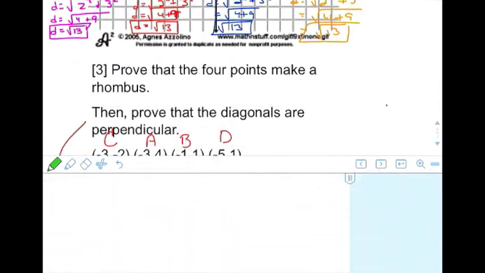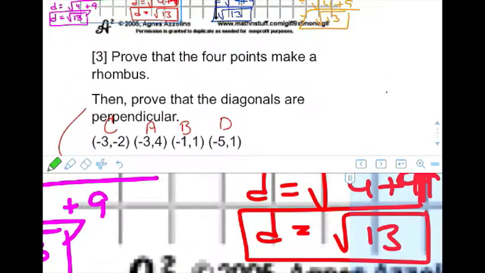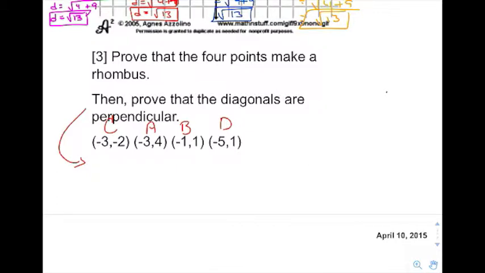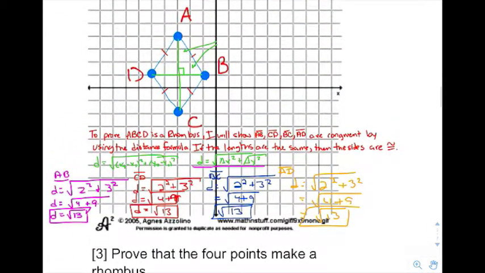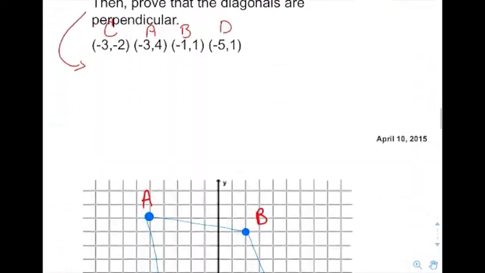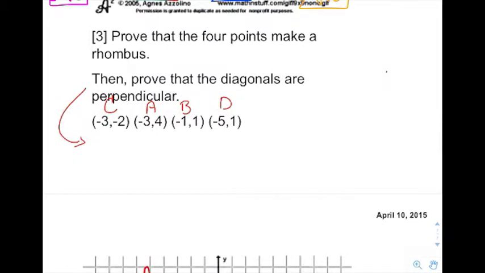There you are. Let's get a sense of the two lines. Oh man, I'm all over the place. Hold on. Let's see, A, C, B, D. So AC. All right.